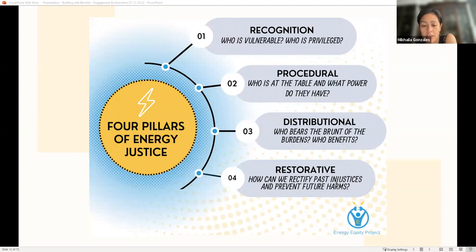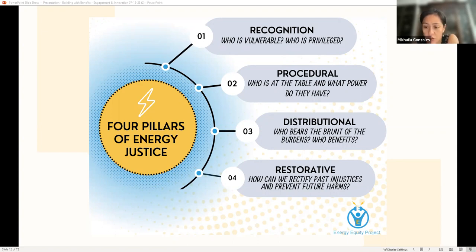the example projects, I wanted to go through some ways in which we understand energy justice and equitable community solar projects. So I borrowed this fantastic graphic from our friends at Energy Equity Project that runs through four pillars that we use to describe energy justice. So when we talk about recognition justice, we're referring to honoring affected communities and individuals in decision-making processes and addressing differences in needs and power imbalances.